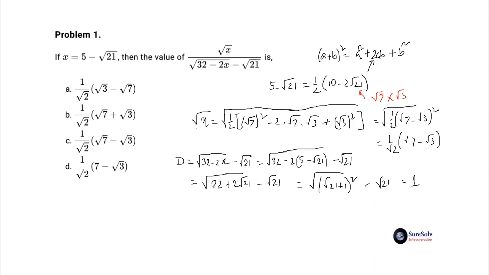The value of the direct expression is then e equal to root x over 1, equal to 1 by root 2 times root 7 minus root 3. Answer is option C, 1 by root 2 times root 7 minus root 3. It's not difficult to solve this problem in mind if you know the concepts and methods. Let's solve the next problem.